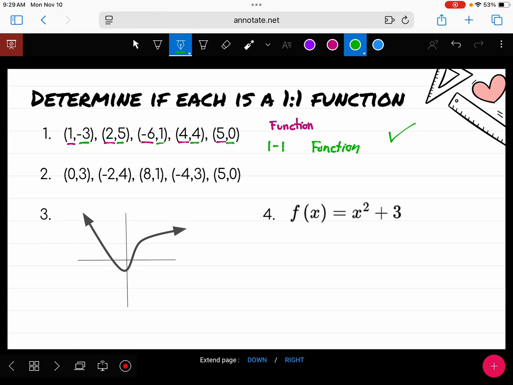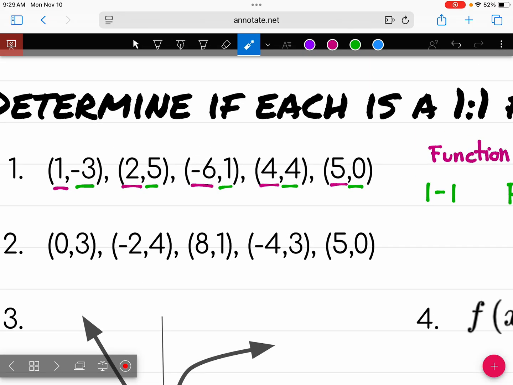Okay, so now let's look at this second one, the second list of points here. We've got (0, 3), (-2, 4), (8, 1), (-4, 3), and (5, 0). So first thing we're going to need to do is check and see if this is a function. Does each x go to only one y?